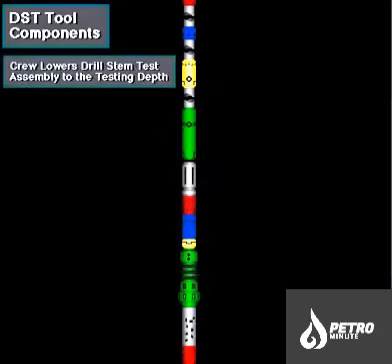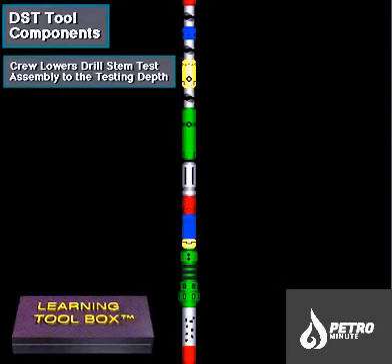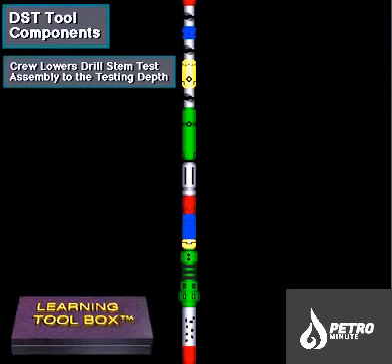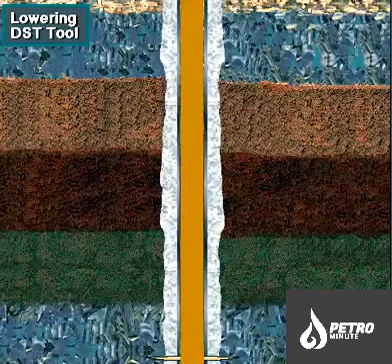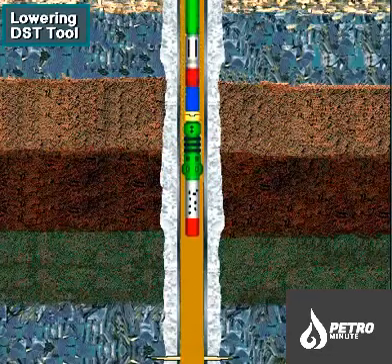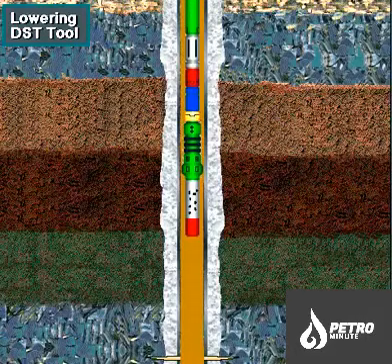The crew lowers this assembly to the depth the well owner wants to test, in this case, the bottom of the hole. You'll see what the parts do as you go along. The crew lowers the DST tool into the hole on the drill pipe, after the well is well circulated and conditioned with drilling fluid.